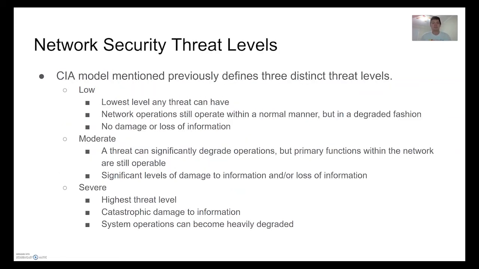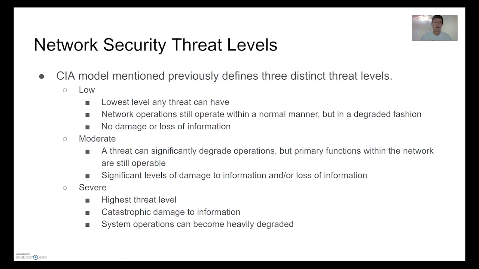So there are different levels to the network security threats. There's low, moderate, and severe, and this is from the CIA model that was previously mentioned. The lowest level of threat is the low threat. If an attack that is low was to happen, network operations will operate in a normal manner, but in a degraded fashion. But there will be no damage or loss to the information on the network.